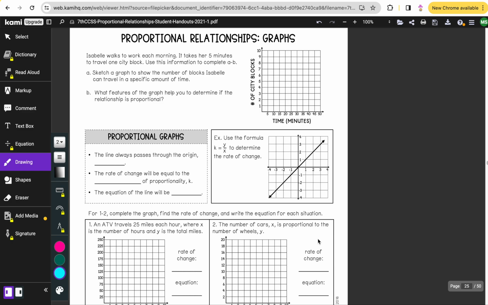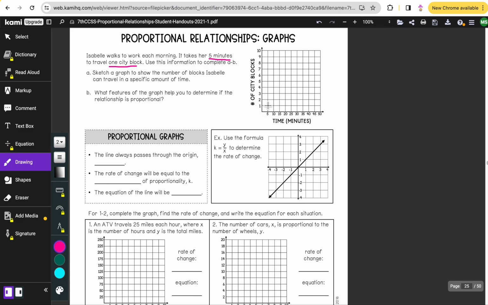Work is on finding proportional relationships using graphs. So at the very top, Isabel walks to work each morning. It takes her 5 minutes to travel one city block. So that's pretty important. 5 minutes to travel one city block. Use the information to complete parts A and B. Sketch a graph to show the number of blocks Isabel can travel in a specific amount of time.